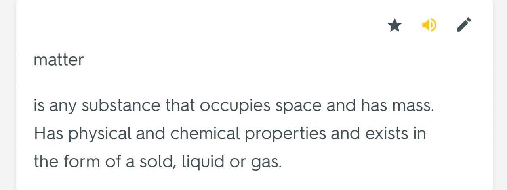Matter is any substance that occupies space and has mass, has physical and chemical properties and exists in the form of a solid, liquid or gas.